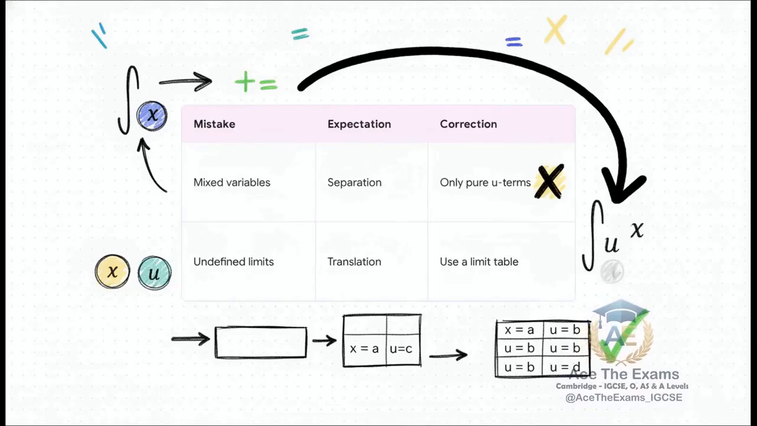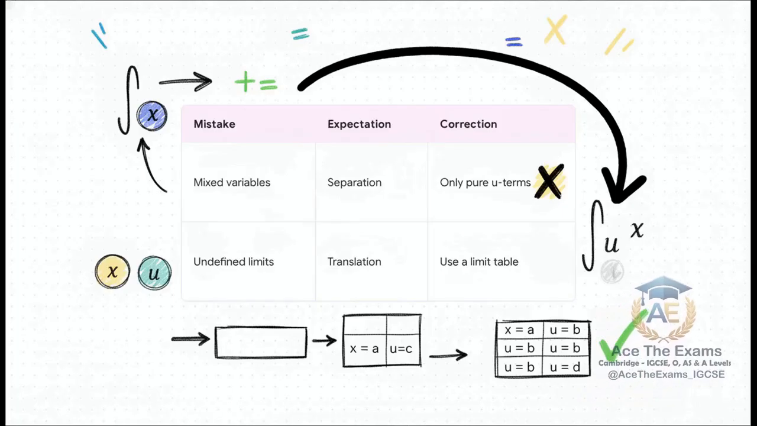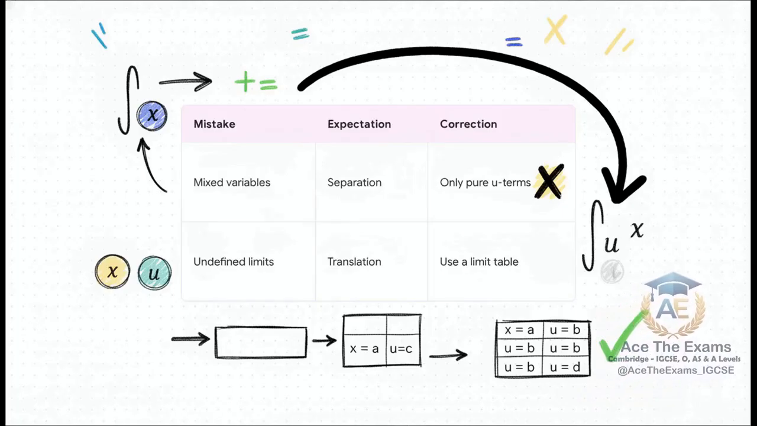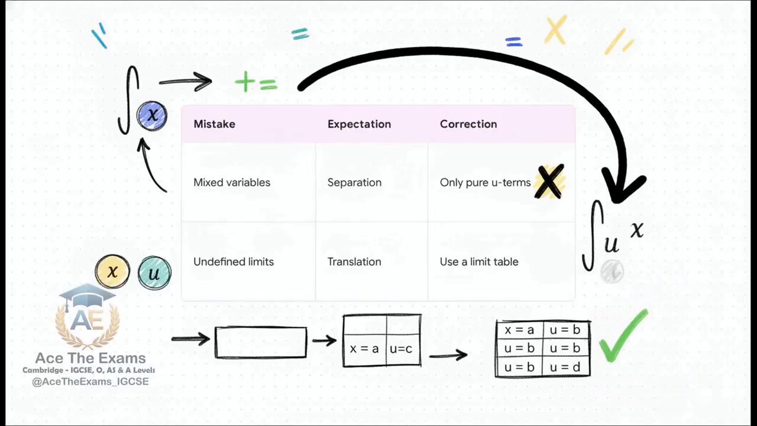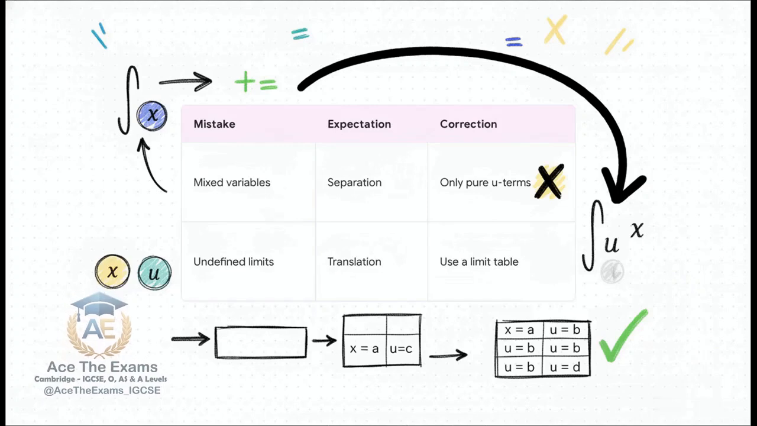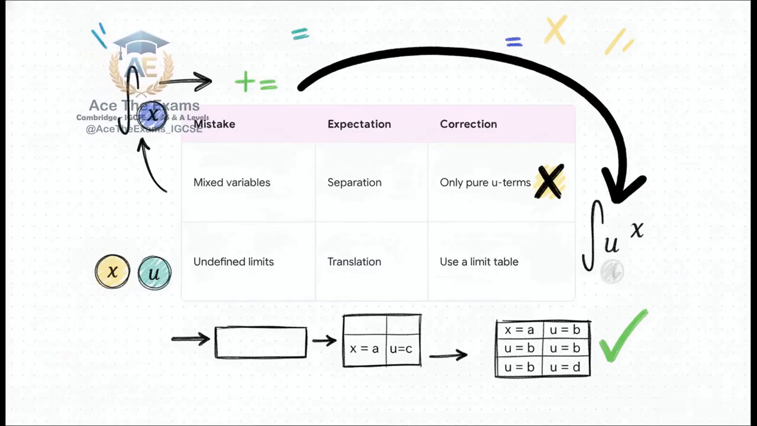Let's use a digital highlighter approach here. When a student mistakenly shows mixed variables, like writing an integral with both an x and a u trapped inside it, the absolute expectation from the examiner is strict algebraic separation. The correction pathway here is implementing a hard, unbreakable rule for yourself. Do not draw the integral sign again until every single x, including the differential dx, is fully and completely translated into the language of u.